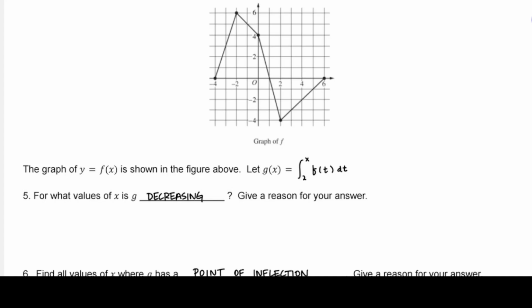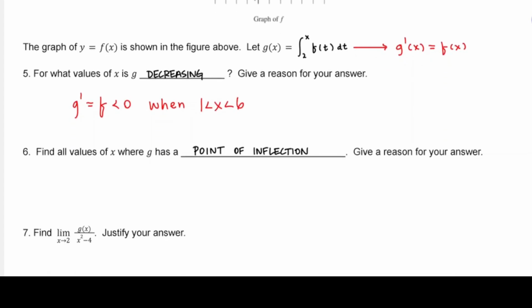Okay. G of x equals the integral from 2 to x of f of t dt, and we're looking at the picture of a graph of f. That means that we're going to need to be very clear about acknowledging that g prime of x is f of x. I'm going to just start with that. And then if we're interested in where g is decreasing, that's going to be where g prime is less than 0. And we know that g prime equals f, so I'm going to say that g prime, which I know is f, is a less than 0 function when x is between 1 and 6. I'm just going to leave it at that. That's my answer and my reason.